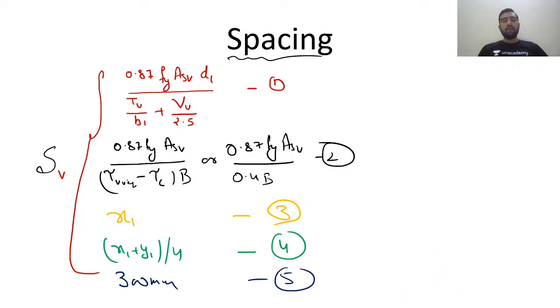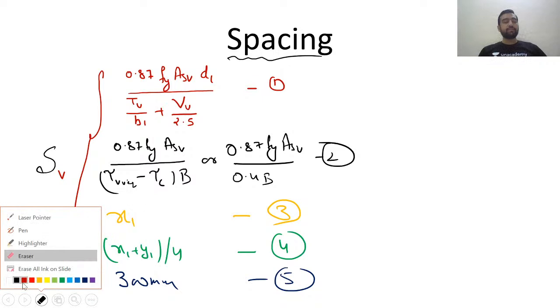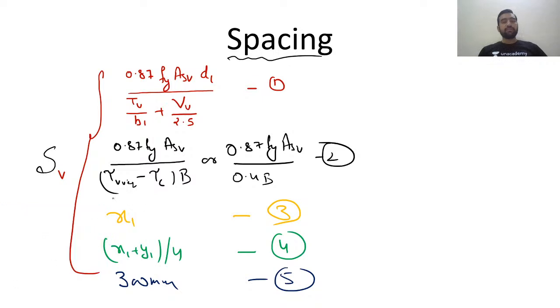And one more thing, whenever you are going to calculate shear, here you are in need of tau c value. So we all know that this tau c is a function of grade of concrete as well as percentage of tensile reinforcement.